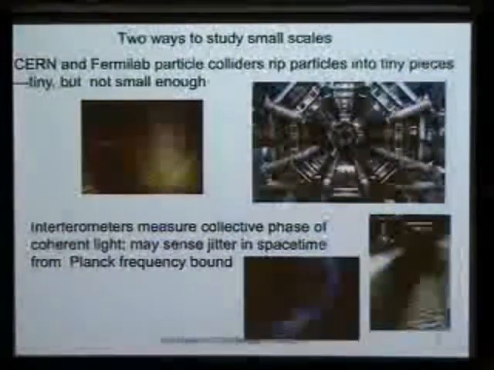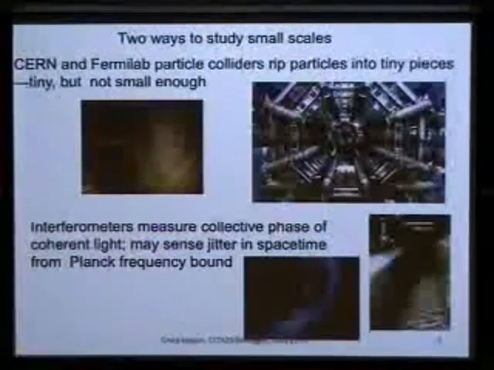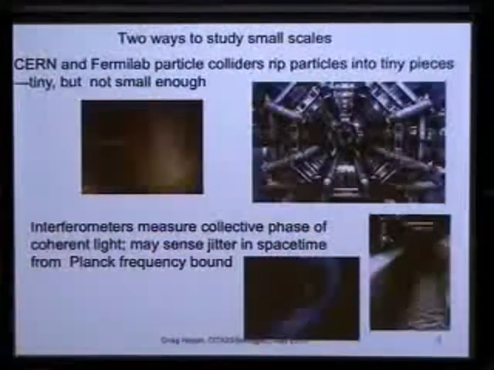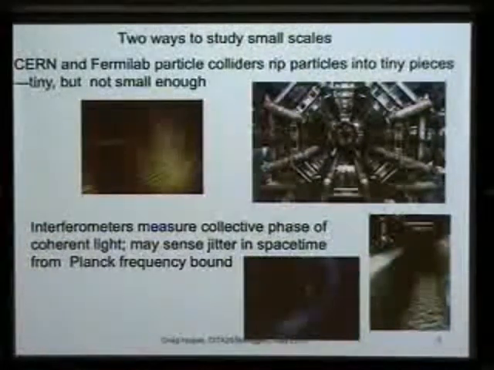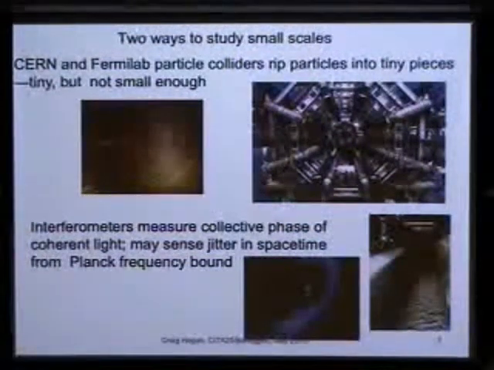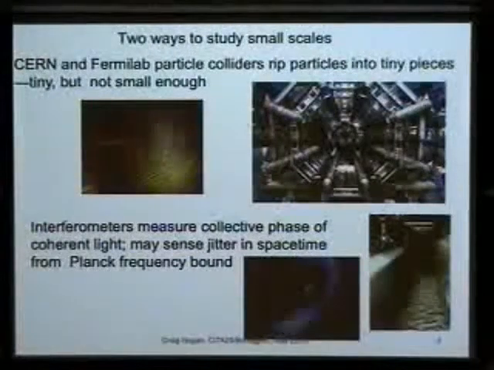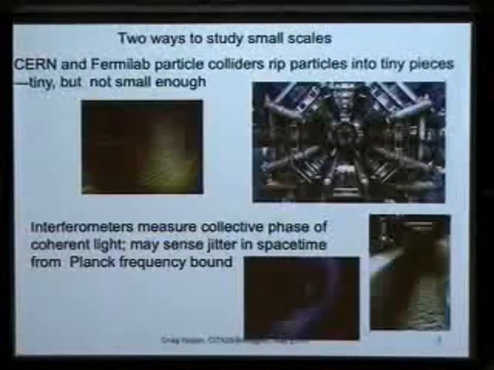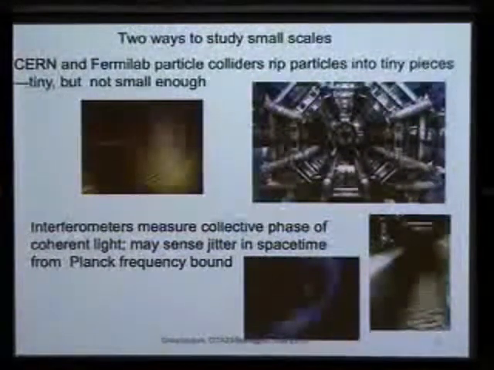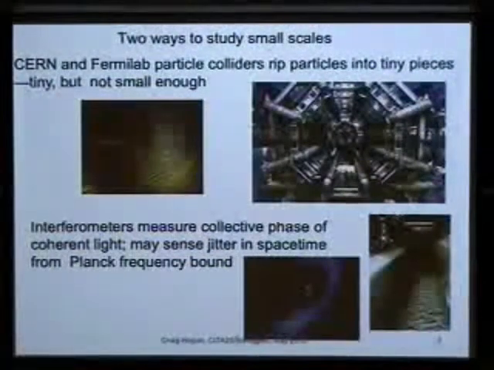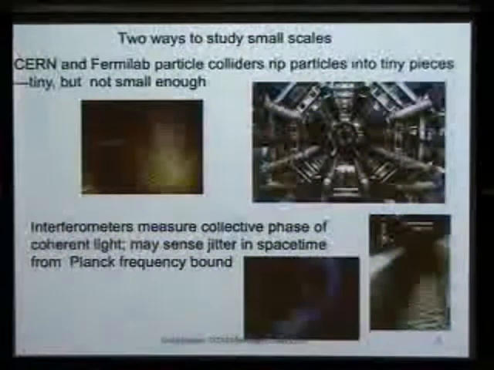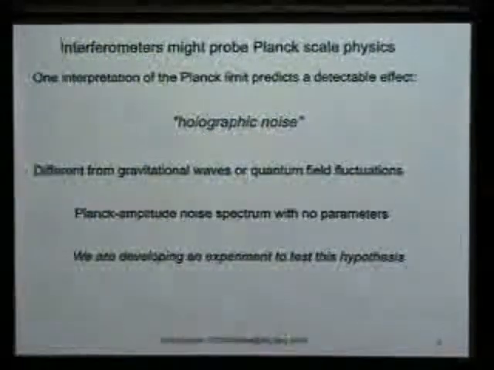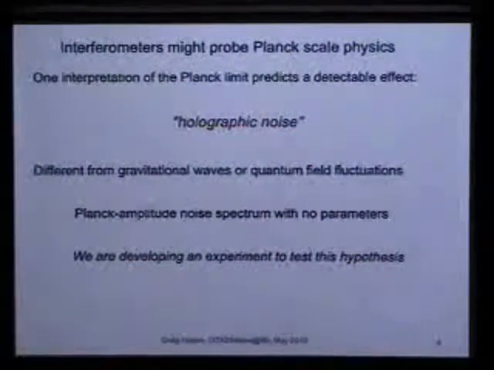What I'm going to talk about is another idea, a different technology entirely, one that's now developed to a very high level for gravitational wave work, which is to use interferometers. Instead of breaking particles into tiny pieces with high energy collisions, with interferometers you measure collective phases of coherent light with extreme precision, actually to about the same scale as particle accelerators, the Terascale. But you do this coherently over a very large volume of space and time. And in this way, with some idea of unification, you might actually sense a jitter or noise in space-time that comes from a Planck frequency bound. It only occurs in some theory, so it might not be there, but it's worth checking if we can.